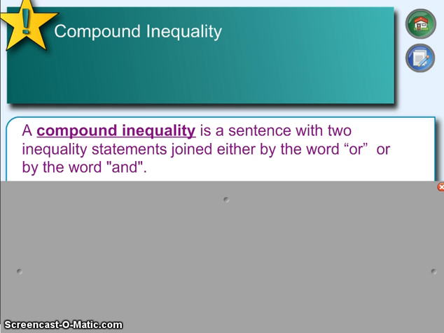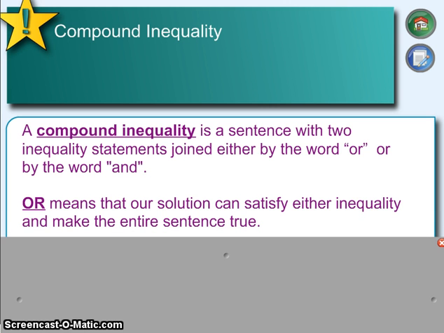Okay, so that's the basic inequality. Now we're also going to take it one step further and talk about compound inequalities. A compound inequality is a sentence with 2 inequality statements, and it'll be joined either by the word or or by the word and. Or means that our solution can satisfy either inequality and would make the entire sentence true.